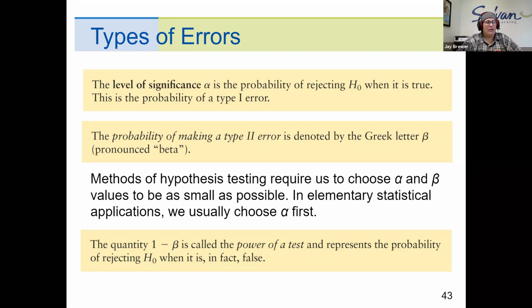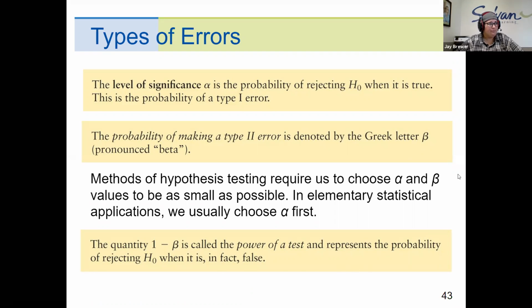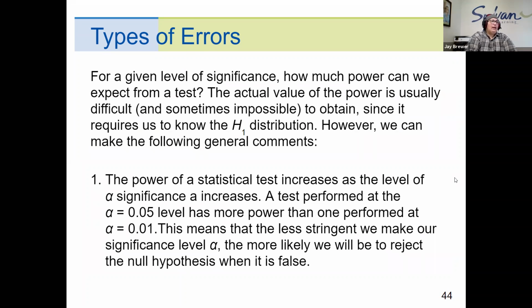You cannot use the letters P and Q and expect someone to understand that you're talking about type 1 and 2 errors. The quantity 1 minus beta is called the power of a test and represents the probability of rejecting the null hypothesis when it is false, sorry. All right. For a given level of significance, how much power can we expect from the test? The actual value of power is usually difficult and sometimes impossible to obtain, since it requires us to know the H1 distribution. However, we can make the following general comments.